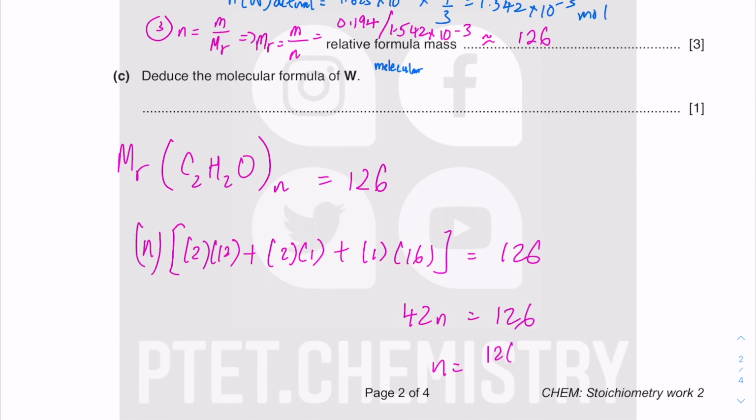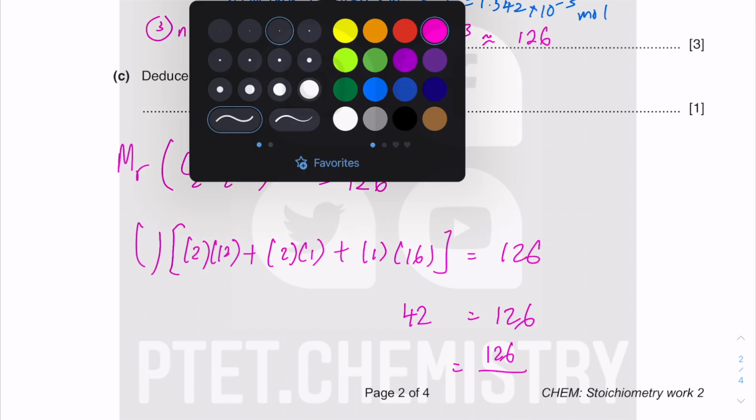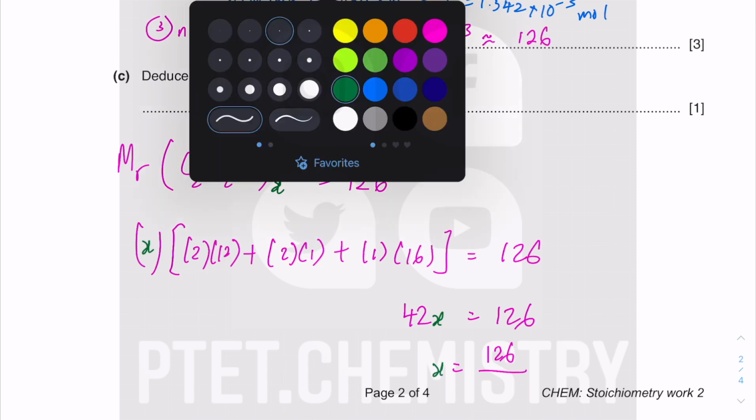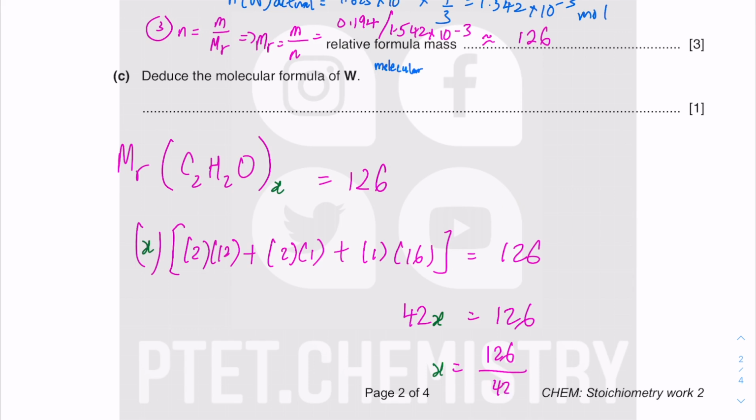Remember, n here is not number of moles. Perhaps I should change this to x or y so that you're not confused between what is number of moles and what is not. But you should be very clear on what this x represents, or if I use n, what this n actually represents. All right. So let's just divide by 42, and you should hopefully get 3.